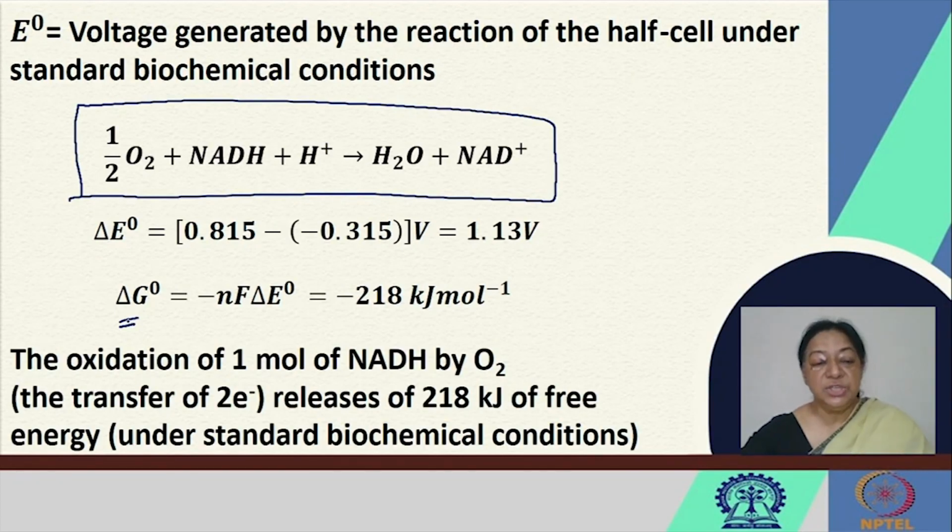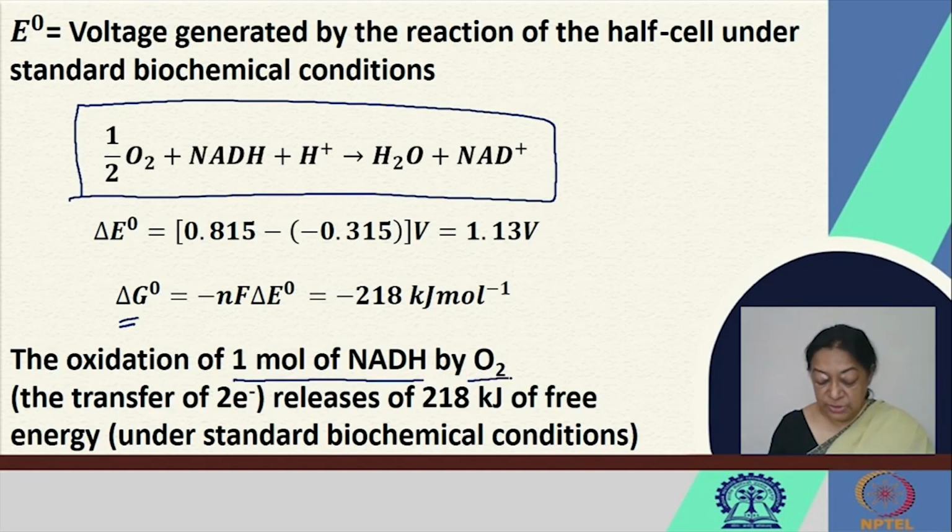So the oxidation of 1 mole of NADH by oxygen, that is the transfer of 2 electrons as we saw in the previous slide, releases this amount of free energy under standard conditions. So the change in free energy is this amount, minus 218 kilojoules per mole under standard biochemical conditions.